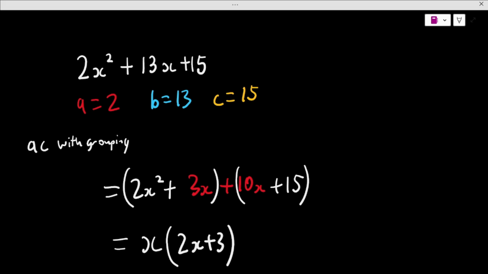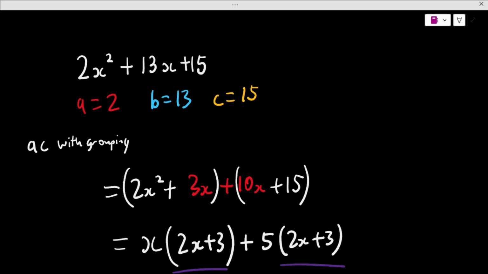What about the other one? 10x plus 15. Well, there's a common factor of 5, because both of them can be divided by 5. So that gives us 10x divided by 5 is 2x. 15 divided by 5 is 3. Hang on. This is rather similar. We have a 2x plus 3 and a 2x plus 3.